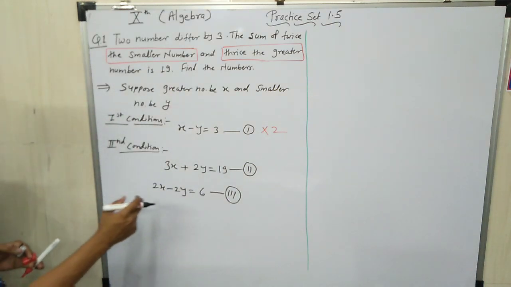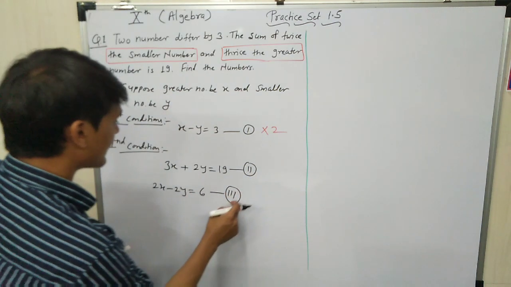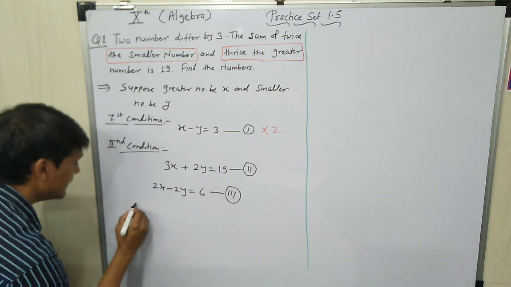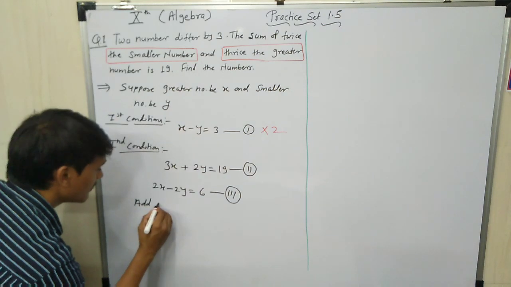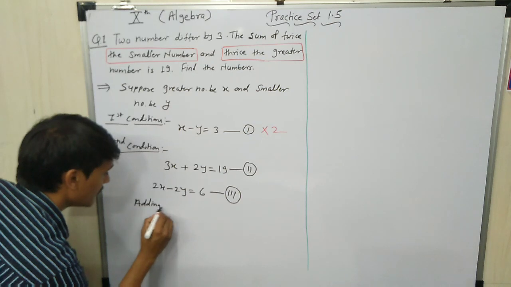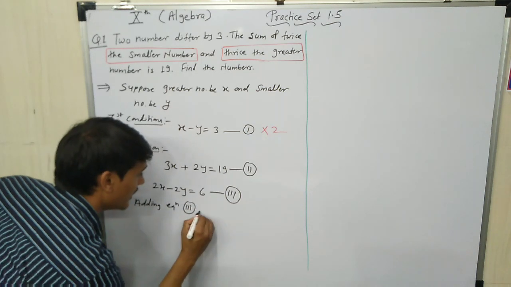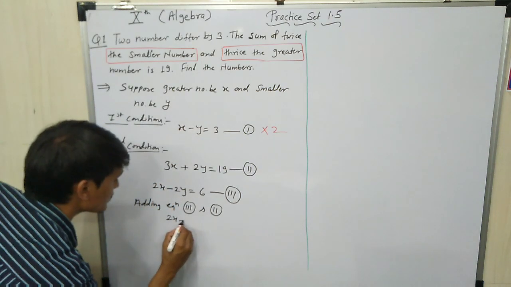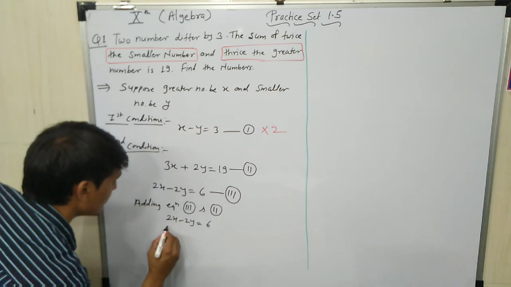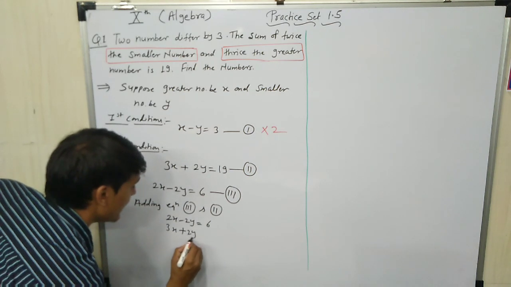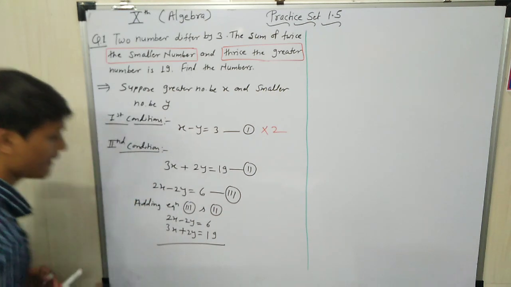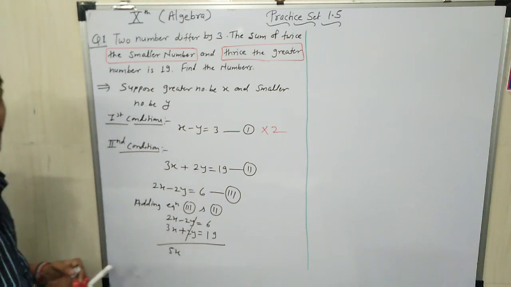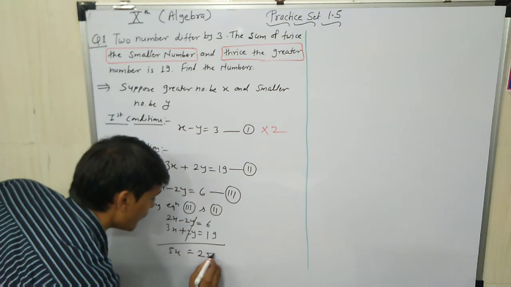Okay. Now we solve second and third. There is plus 2y, there is minus 2y. Adding equation third and 2. What is third equation? 2x minus 2y is equal to 6. 3x plus 2y is equal to 19. Adding, 5x, this is cancelled, plus minus cancelled, is equal to 25.